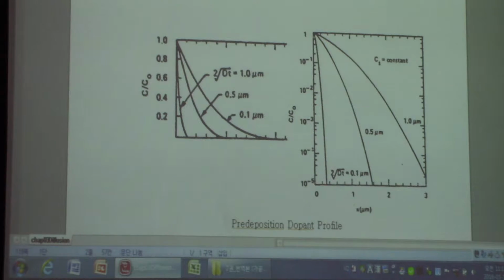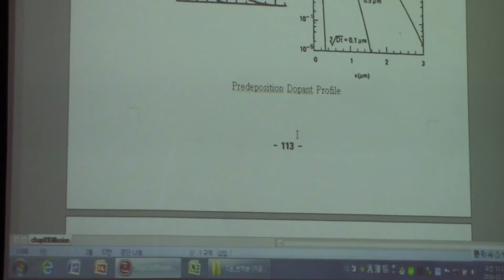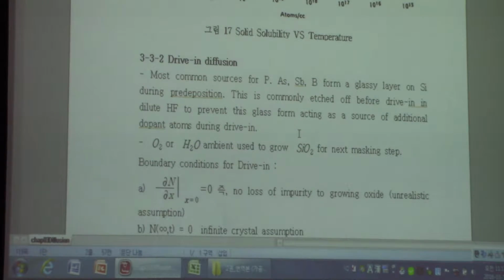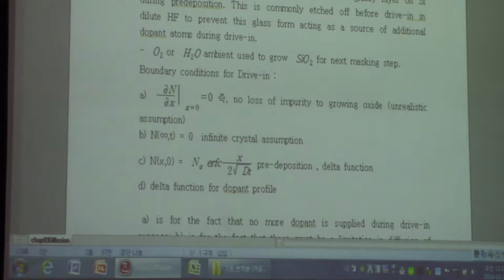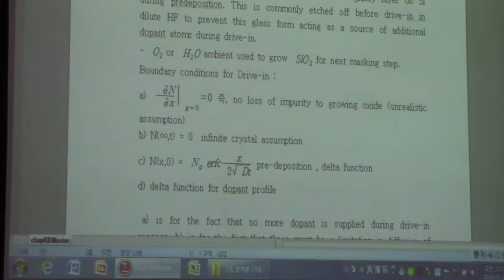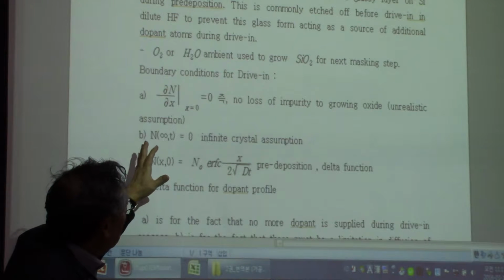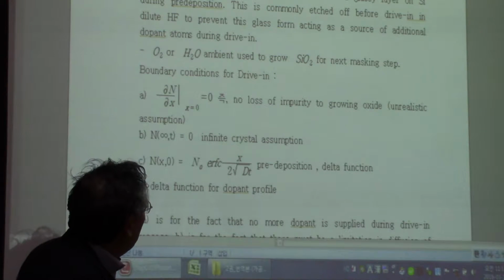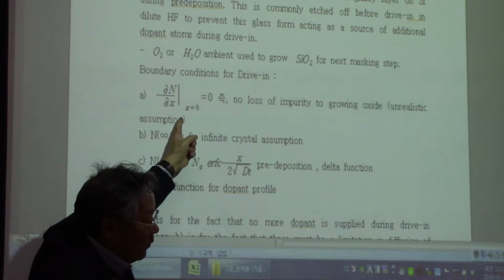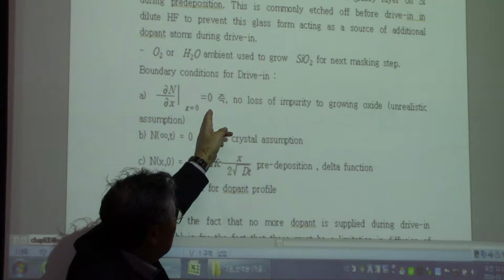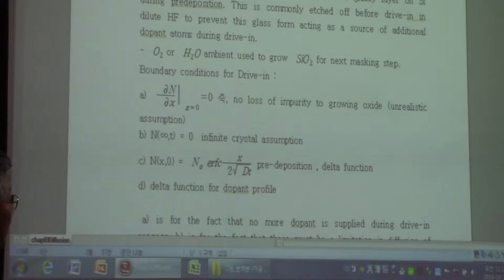And this is the pre-deposition dopant profile, a complementary error function. Let's see, in the driving process, we have to have boundary conditions. The first boundary condition: we are going to cut off the source of the dopant, so that the normal flux into the silicon wafer, which is related to Fick's first law, has to be zero. There's no source during the driving process.